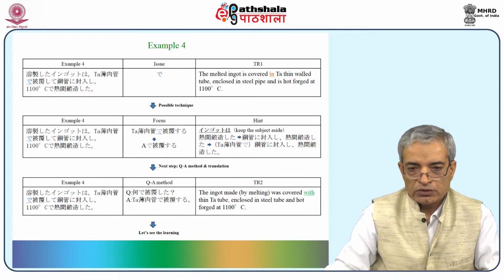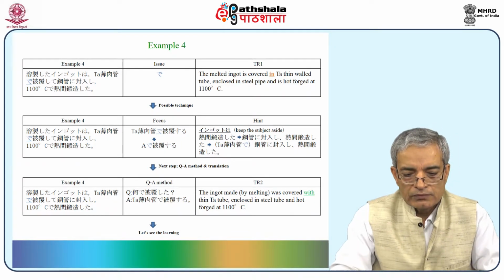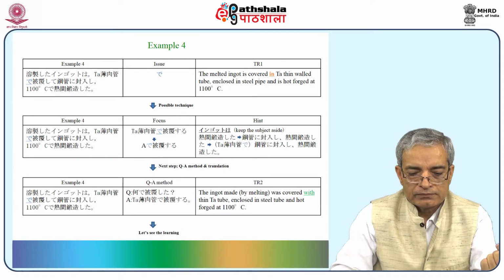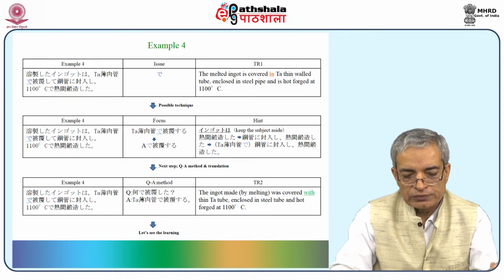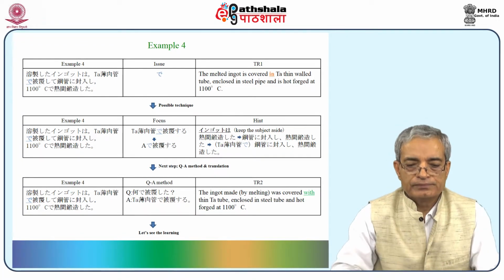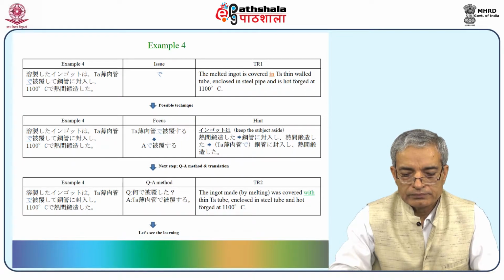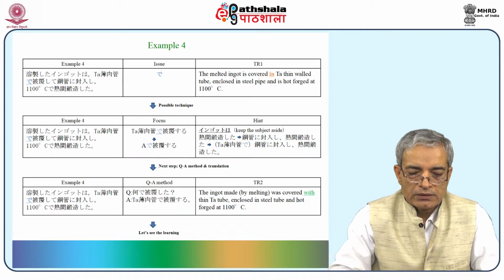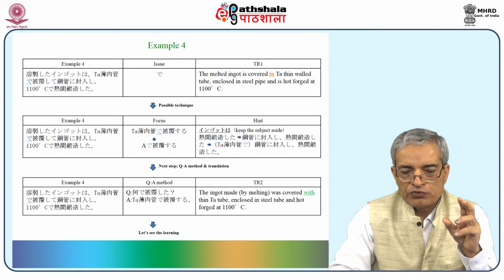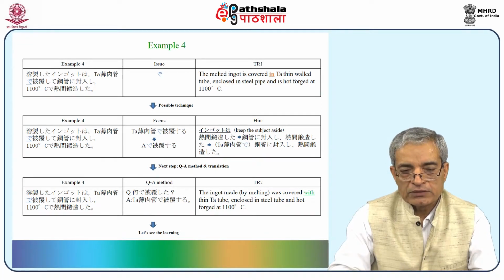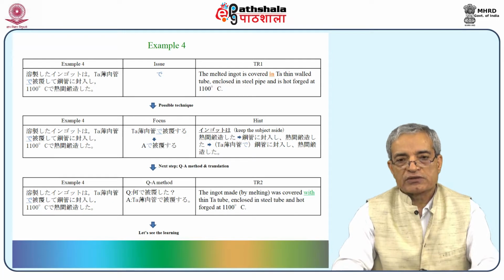And let's see the comprehension now. The QA method applied here. Nande hifukushita. Tie usuniku kande hifukusuru, or hifukushita. And the translation comes as: The ingot made was covered with thin TA tube enclosed in steel tube and hot forged at 1100 degrees centigrade. I think if you see this slide again, carefully, you'll understand the process used for the translation, but we are focusing on the translation or equivalent used for "de", and see what happens.